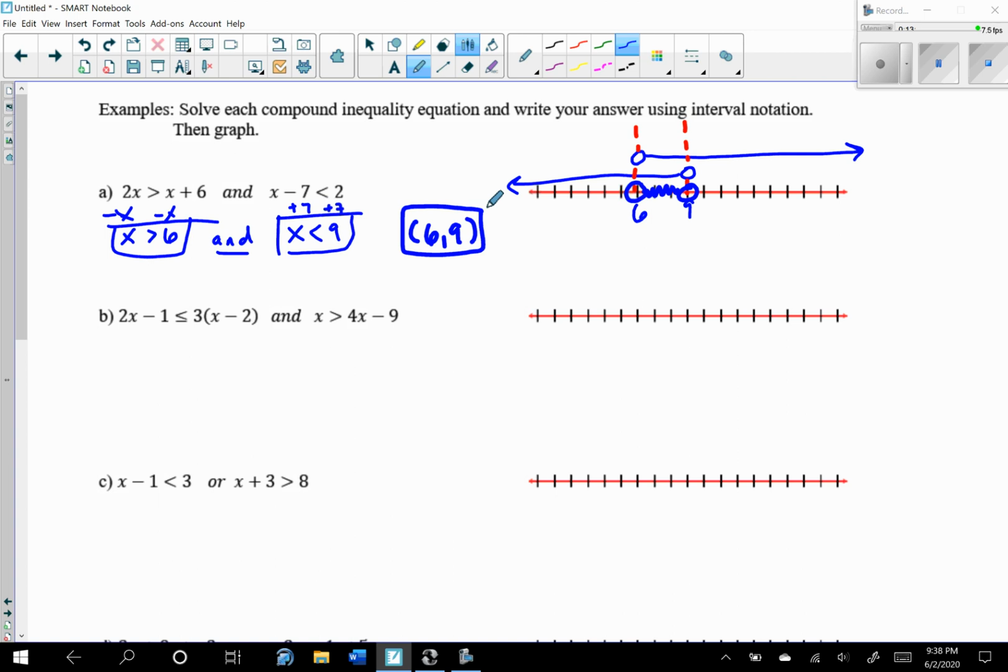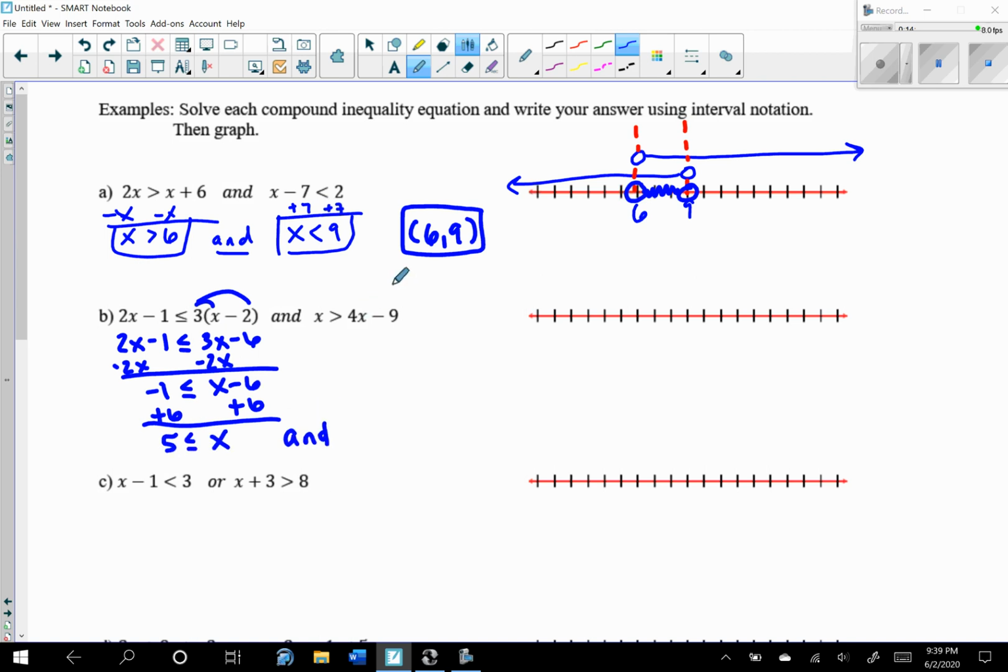All right, so let's go ahead and look at the next one. First thing I would do is go ahead and distribute. And then we're going to get our x's and our numbers together. So I'm going to go ahead and subtract 2x to the other side. And then we want to get our numbers together, so I'm going to add the 6. So this gives us 5 is less than or equal to x. And we need to solve the next one.